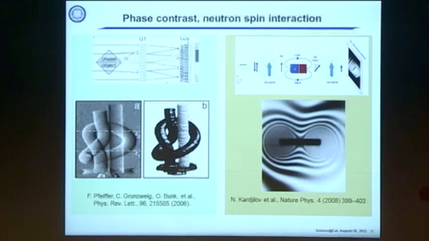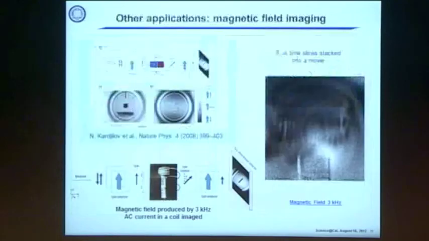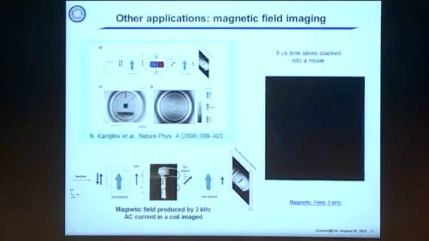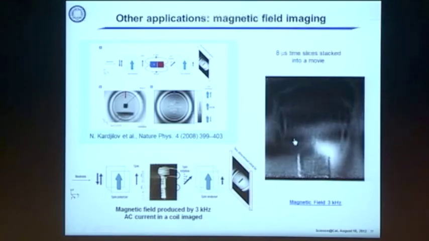This work was done by our colleagues in Berlin, and we followed that work because we do timing in addition to position. What we've done is look at a magnetic field which is changing in time. 3,000 times per second, it changes its amplitude. So it's an AC, 3 kilohertz magnetic field around a coil. And as we can see, the image is kind of blurry, because there's not much statistics.